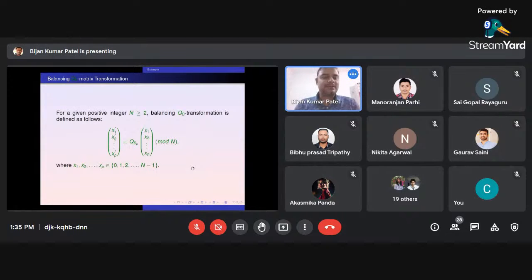And for that, we have defined the balancing QB matrix transformation by this operation: x1 dash, x2 dash up to xp dash, basically the new image, is congruent to QBp, the balancing matrix, times x1, x2 up to xp modulo n. Here x1, x2 up to xp is our original image, and x1 dash, x2 dash is the new output, the first iteration image, that one can see.